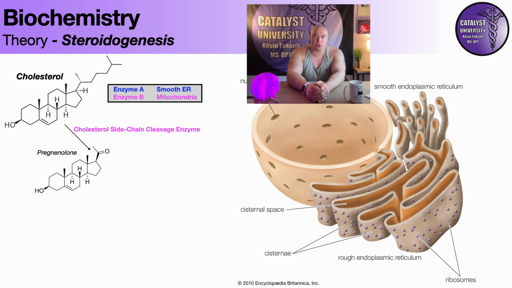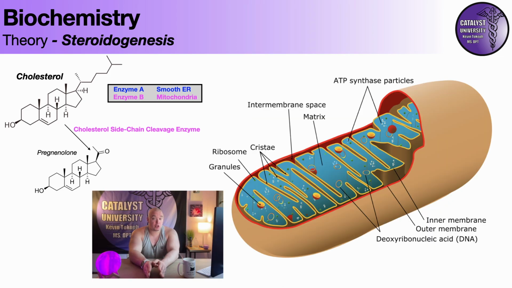Now, important point here, again, any enzyme that I have written in blue, which we haven't seen yet, those are going to be enzymes that are localized to the smooth endoplasmic reticulum. And any enzyme shown in pink is localized to the mitochondria, more specifically the mitochondrial matrix. Now, remember, mitochondria have an outer membrane, and then inside that they have an inner membrane, and then between those two membranes would be the inner membrane space. And then deep to the inner membrane, we have the mitochondrial matrix. And this is where the enzymes exist.